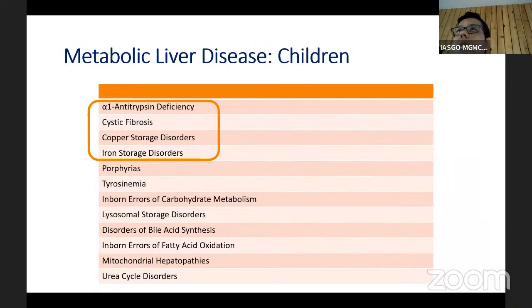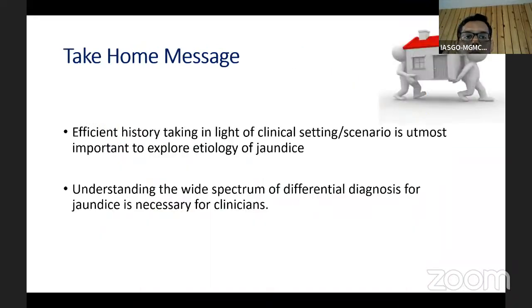Several common metabolic diseases in children we have discussed, but there are several rarer disorders which need a mention, like porphyria, tyrosinemia, carbohydrate metabolism disorders, lysosomal storage disorders, bile acid synthesis disorders, fatty acid oxidation disorders, inborn errors, mitochondrial hepatopathies, and urea cycle disorders. So the take-home message: an efficient history taking in light of clinical settings and scenario is utmost important to explore the etiology of jaundice. And understanding the wide spectrum of differential diagnosis for jaundice is necessary for all clinicians. Thank you.